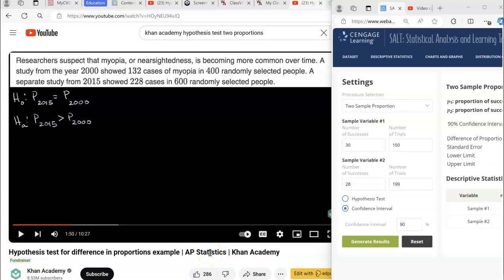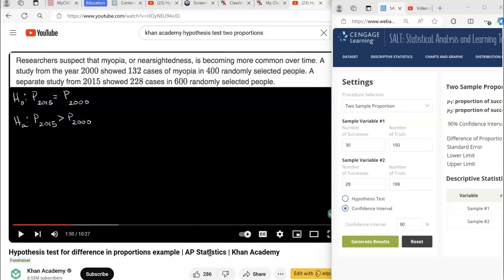In this video, we are going to talk about how we can use SALT to help us conduct a hypothesis test for two proportions. And I'm going to use that example from Khan Academy that you saw in the previous video, and we're going to walk through how to do that. Hypothesis testing works the same whether you're doing one proportion or a t-test for the mean, or a two proportion or a two mean. Or we can do it for standard deviation and variance and so on.